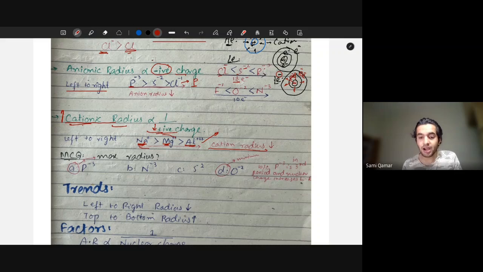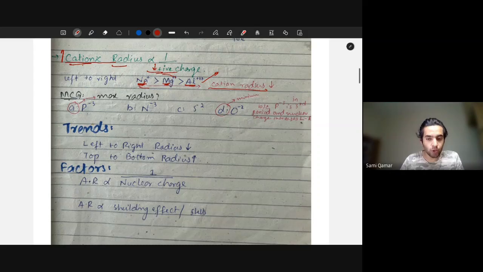P block elements are electronegative. What does that mean? They will gain electrons. So that's why phosphorus is gaining 3 electrons, sulfur is gaining 2 electrons, and chlorine is gaining 1 electron. If you study the periodic table this way, you can easily solve all the questions, right?